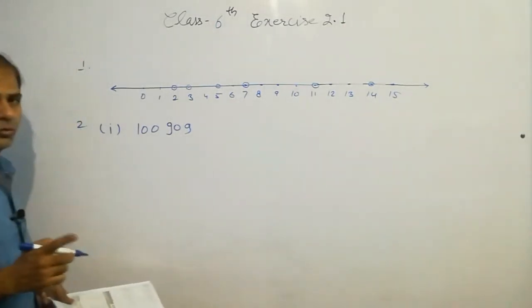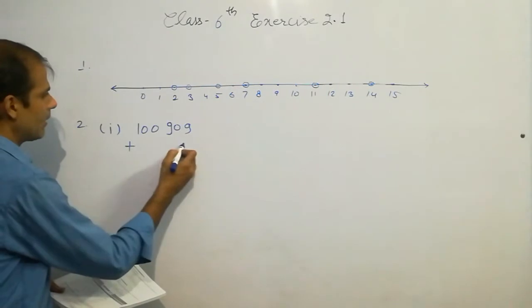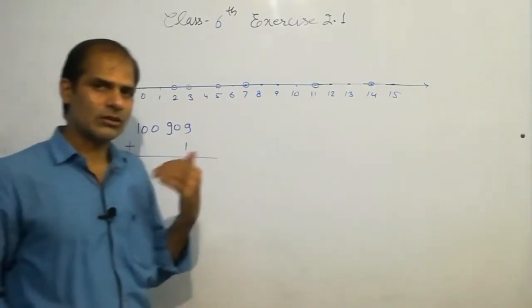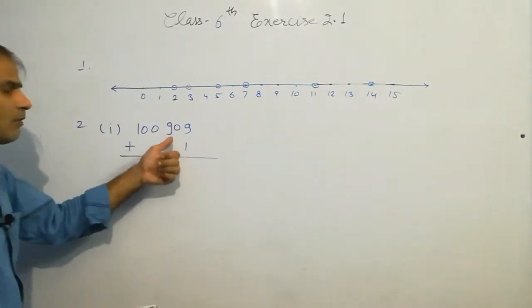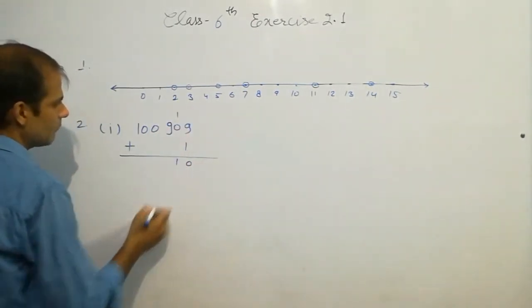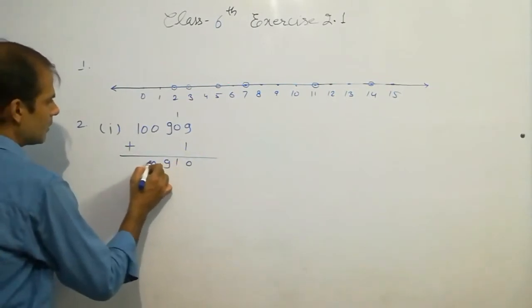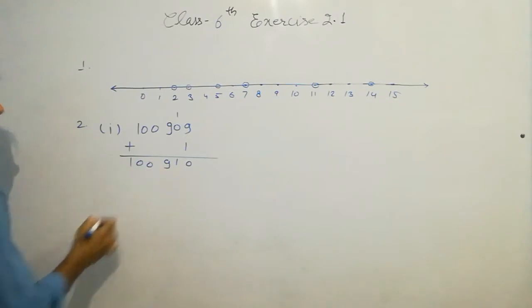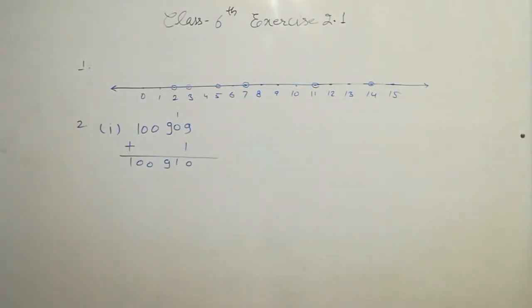So you have to perform addition and add 1 to the given number. Whenever you have to find out the successor, add 1. Now it is 9 plus 1, 10. 1 carry, it is 1. So the given number is 1,909 and the answer is 1,910.